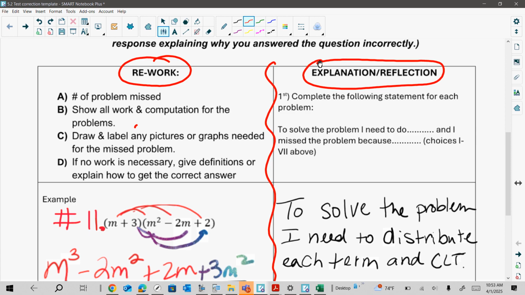Okay. So I'm going to talk about the most missed questions. And if it happens to be one that you need to correct, we can correct it together when I go over it. Yeah, left half rework, right half explanation/reflection. No, long ways. Fold in half. Yeah, like that.